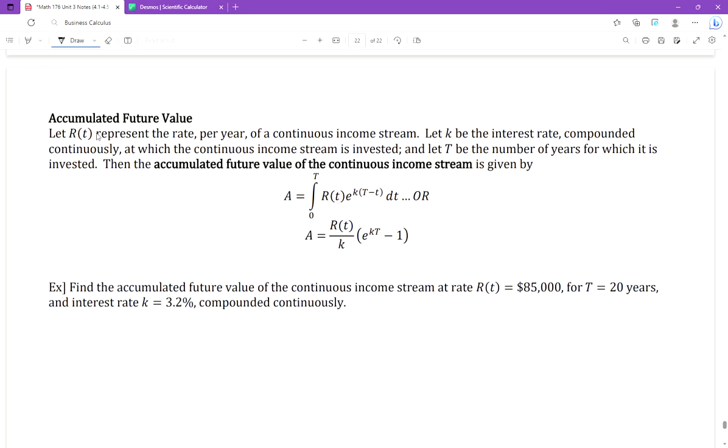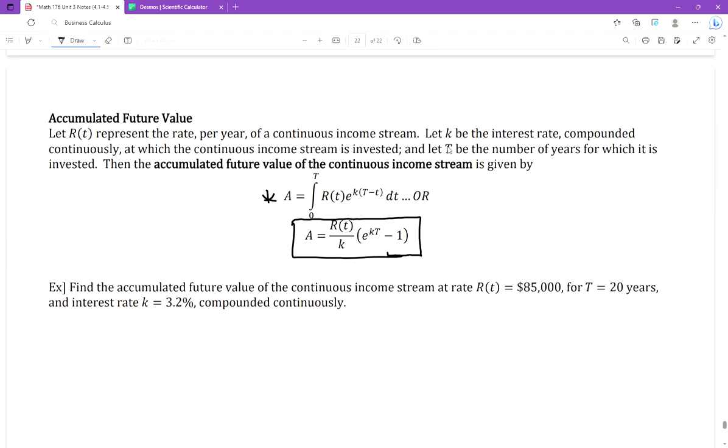So we're going to let R of t represent the rate per year of a continuous income stream. Let K be the interest rate compounded continuously at which the continuous income stream is invested, and let T be the number of years for which it is invested. Then the accumulated future value of the continuous income stream is given by either this integral or this, which is what we're going to be using in these problems here.